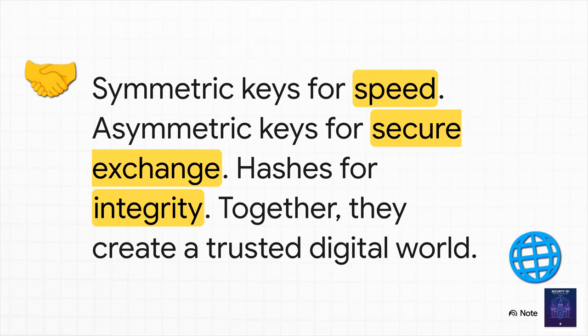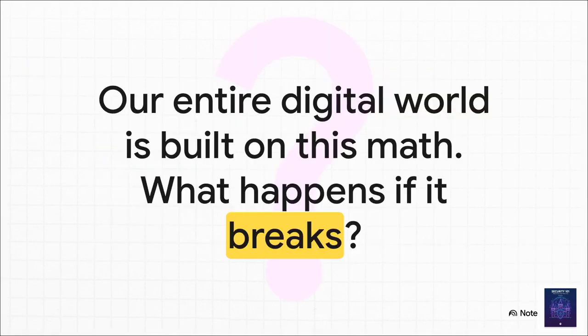We use those fast symmetric keys for the heavy lifting of encrypting our big files and messages. We use the elegant asymmetric keys to solve that tricky problem of sharing keys securely in the first place. And we use those one-way hash functions to create digital fingerprints that guarantee our data is authentic and has its integrity. They all work together to give us the confidentiality, authentication, and integrity that we just take for granted every single day. And that leaves us with a final and pretty profound thought.